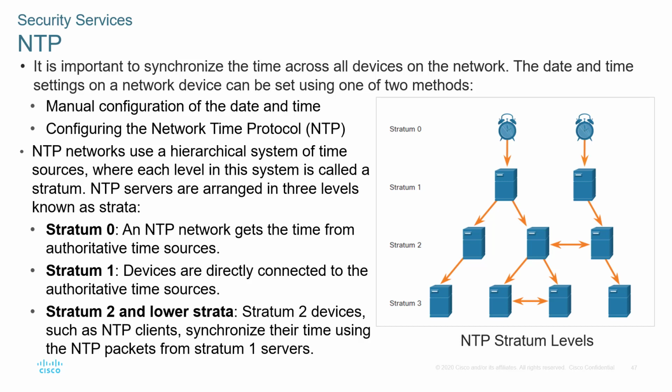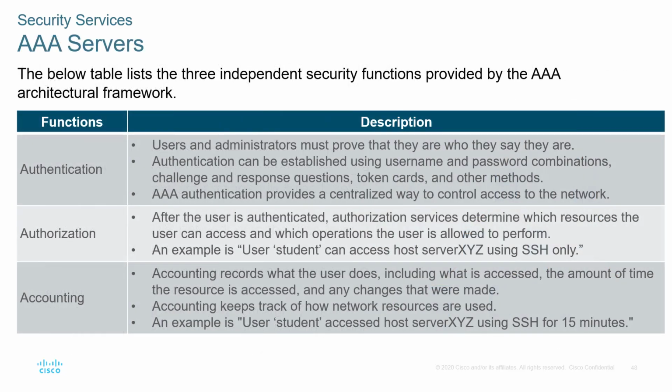From there, we have a higher tier, stratum 1, and essentially they get their time from the stratum 0s, and they allow for that time to be distributed to stratum 2s and stratum 3s and so forth. Stratum 2s and stratum 3s are typically where most businesses are going to be operating. Basically, a stratum 2 is going to be receiving a time update from a stratum 1 so that we can verify overall time management.